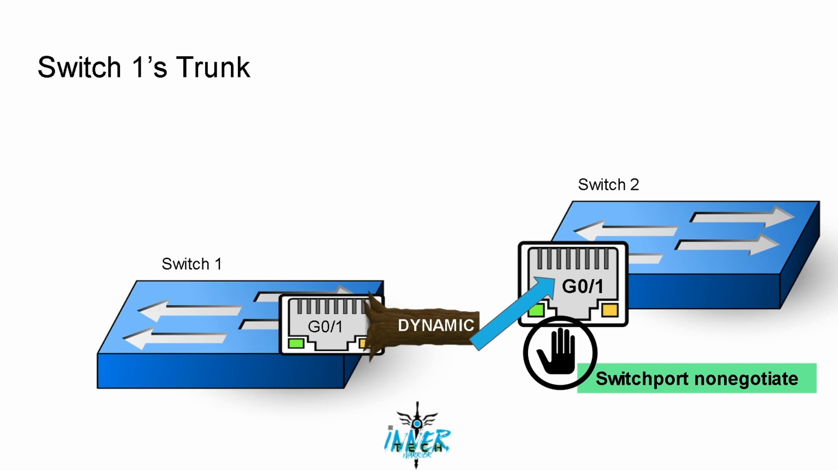And again, if it were dynamic, the two ways to stop it from becoming a trunk port would be if switch B's G0/1 port had switchport nonegotiate or switchport mode access configurations on it, because it would then ignore switch 1's request to become a trunk port.